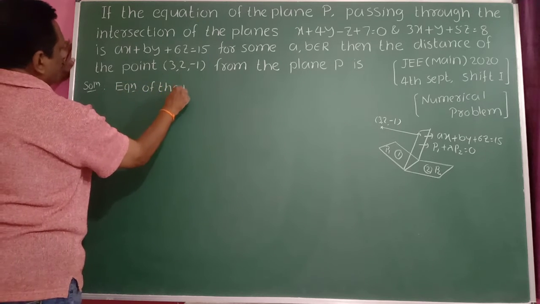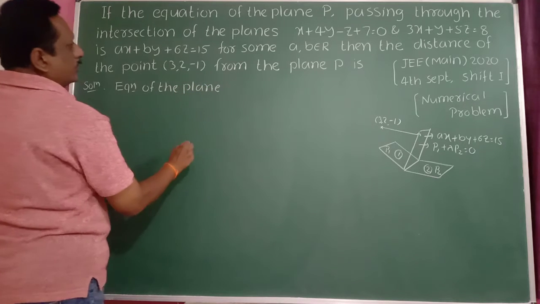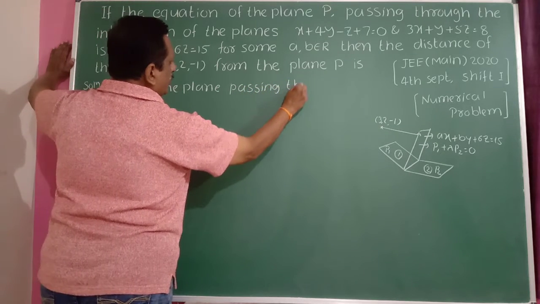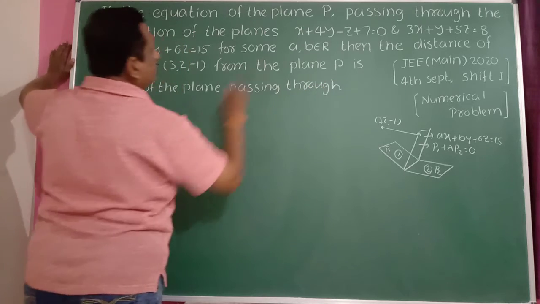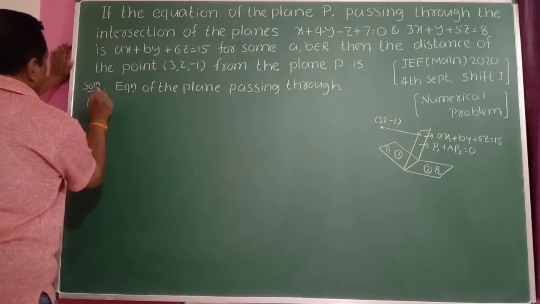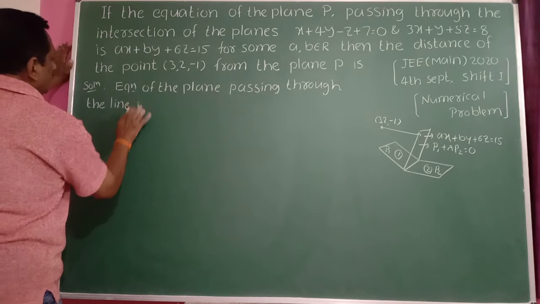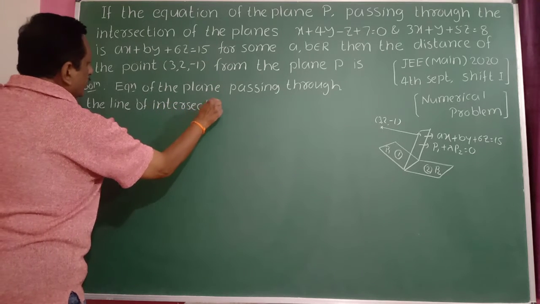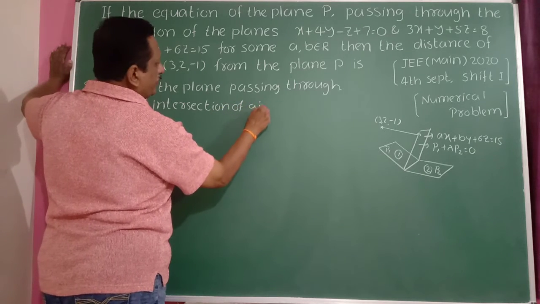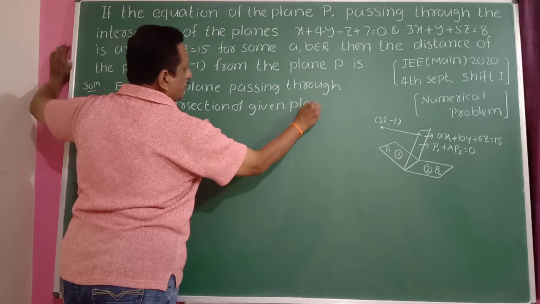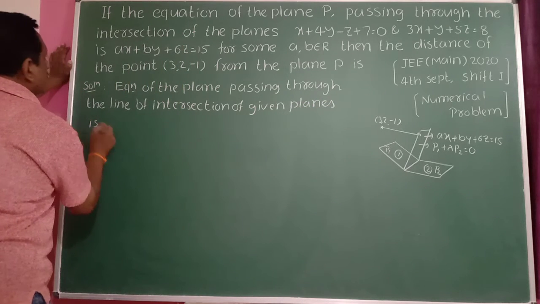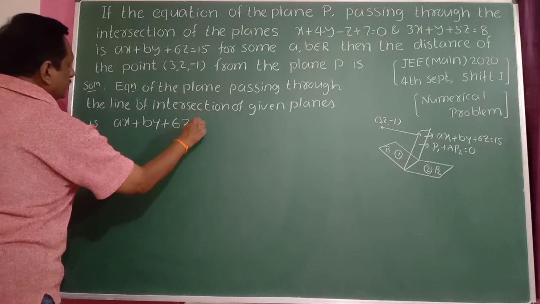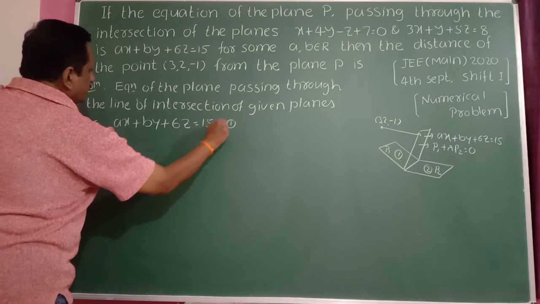Equation of the plane passing through the line of intersection of the given planes is ax plus by plus 6z is equal to 15. Take this one as equation number 1.